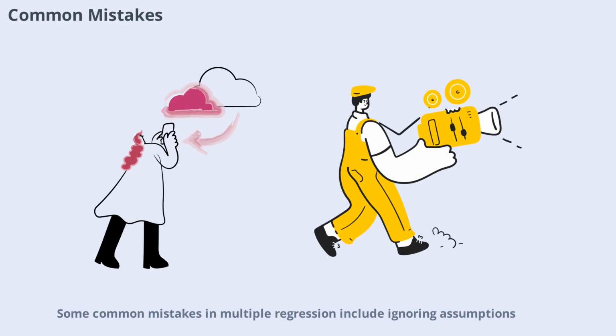Some common mistakes in multiple regression include ignoring assumptions, overfitting the model, misinterpreting coefficients, and failing to check for multicollinearity. Avoid these pitfalls by following best practices, checking diagnostics, and always considering the context of your data and research question.